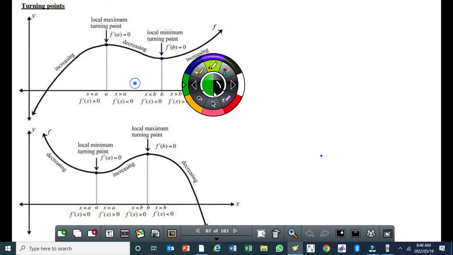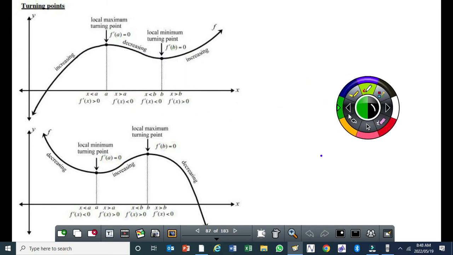So you can have a scenario like this. This is the most common case. You have your cubic graph, it starts as an increasing function, then you get to a stationary point or a turning point, then it becomes a decreasing function, gets to a minimum turning point, then a maximum turning point. I hope you remember that if a function is decreasing, the derivative is going to be positive, or the gradient is going to be positive.